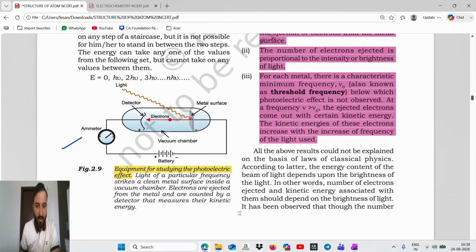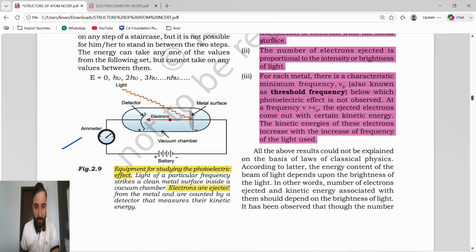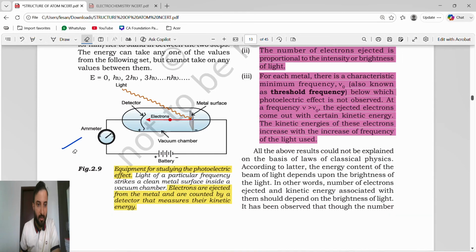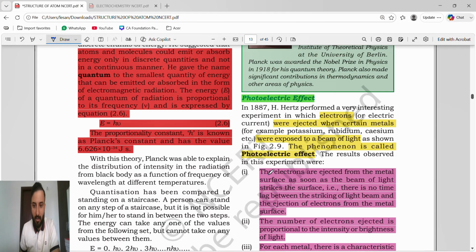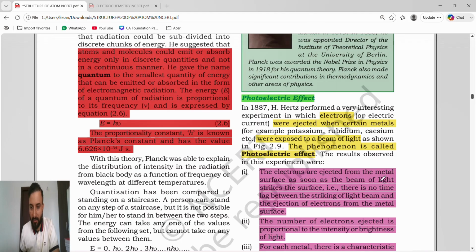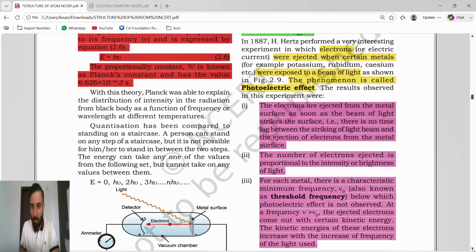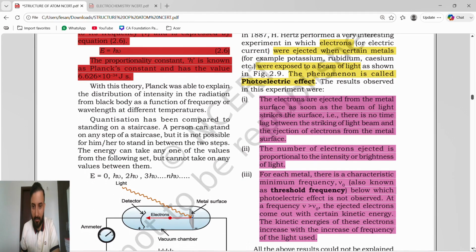So this is the thing, guys. You can see electrons are ejected from the metal and are counted by a detector that measures their kinetic energy, because electrons are leaving with kinetic energy. Same thing you can read, and that's done. See here, the electrons are ejected from the metal surface as soon as the beam of light strikes the surface, which means there is no time lag between the striking of the light beam and the ejection of the electron from the metal surface. Time lag is zero. As it hits, it will leave.